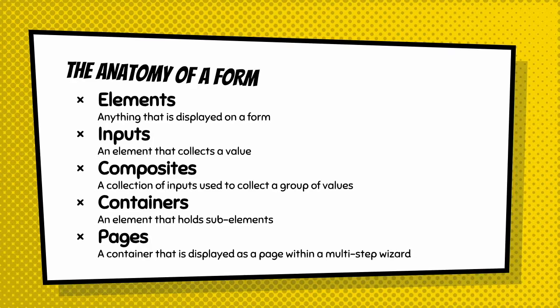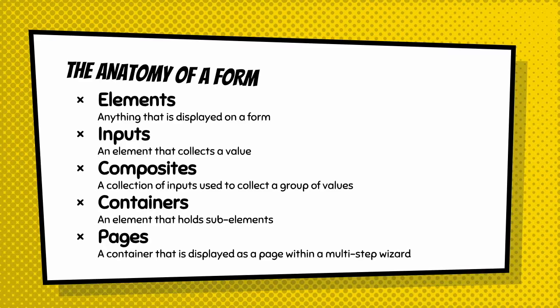On a site, the header's an element. Blocks are elements, so to speak. And then you get into an input, which is an element that collects a value, and composites are just a group of inputs working together to collect a group of values, like an address. And containers are just, they hold elements, and the classic example would be a field set.